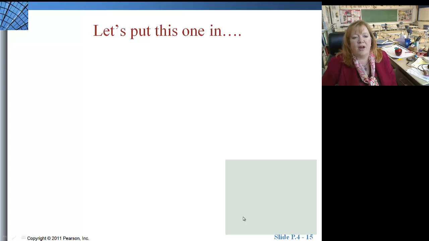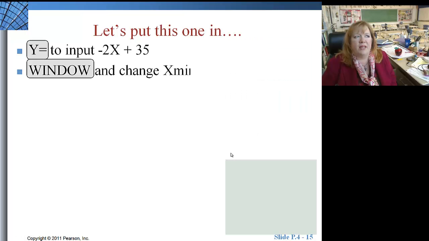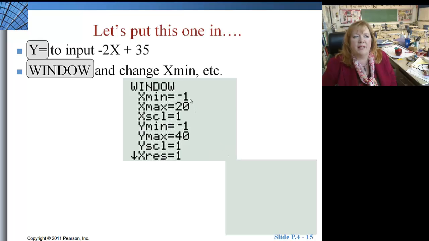So if you have your graphing calculator there, let's put this one in. First, click the y equals button and input the negative 2x plus 35. This is what you should have on your screen. Then you're going to hit the window button and change the x-min and so on. So if you hit the window button, here's what you should have: -1, 20, 1, -1, 40. I picked 20 and 40, but just so long as the x-max is bigger than 17.5 and the y-max is bigger than 35, you're good to go.